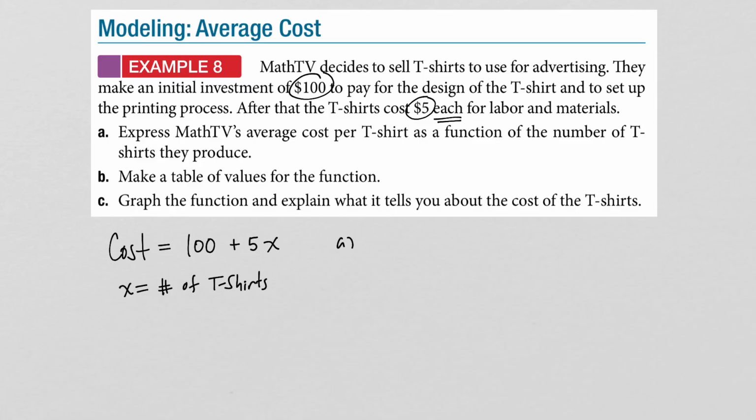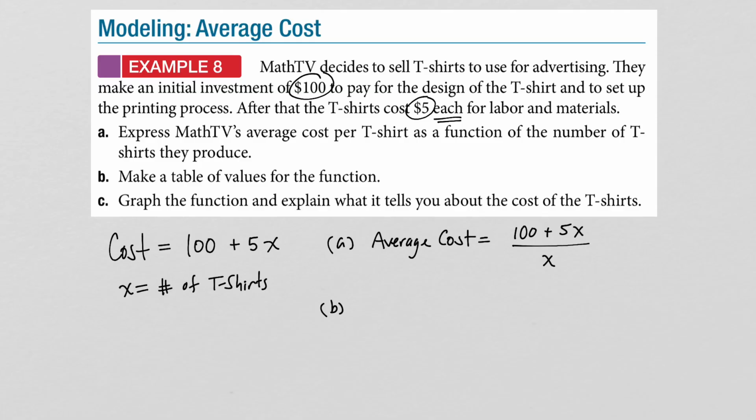Okay? But in part A, they want the average cost. So what is the average cost? Well, the average of anything is the total amount divided by the number of things. So the average cost per t-shirt is going to be the total cost to produce X t-shirts divided by the number of t-shirts, which is X. So this is our average cost function.